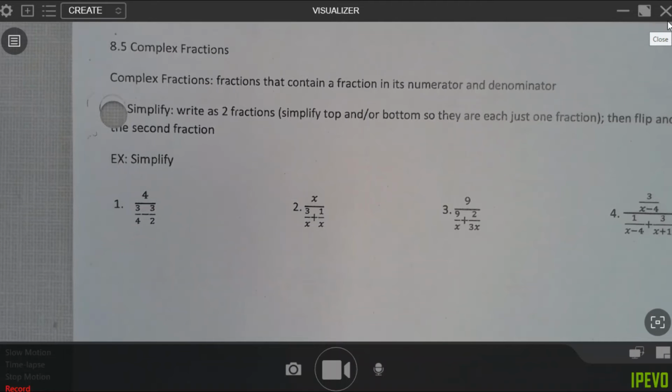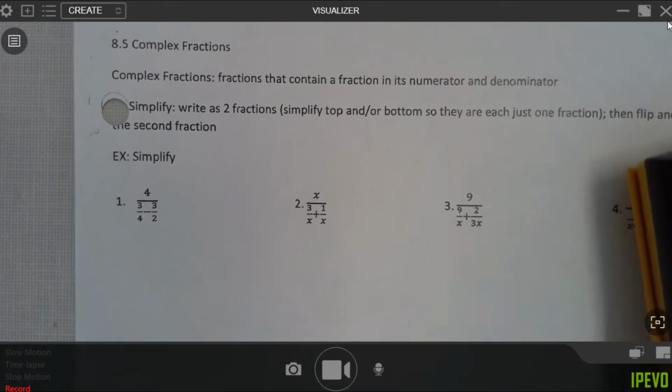All right, so today we're going to talk about complex fractions and how we combine them. We're also going to be working in this video on adding and subtracting. If you need adding and subtracting, you need to go about halfway through this video probably to get to that part. So complex fractions just means you have a fraction within a fraction.